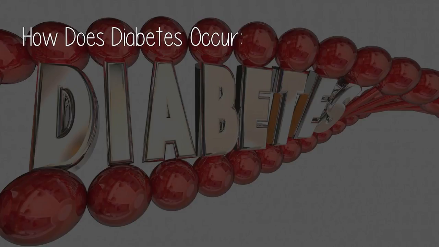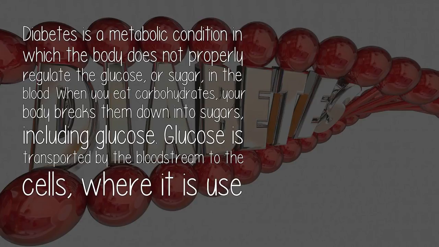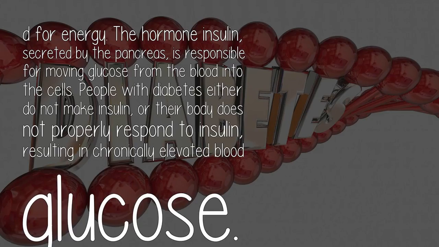How does diabetes occur? Diabetes is a metabolic condition in which the body does not properly regulate the glucose, or sugar, in the blood. When you eat carbohydrates, your body breaks them down into sugars, including glucose. Glucose is transported by the bloodstream to the cells, where it is used for energy. The hormone insulin, secreted by the pancreas, is responsible for moving glucose from the blood into the cells.